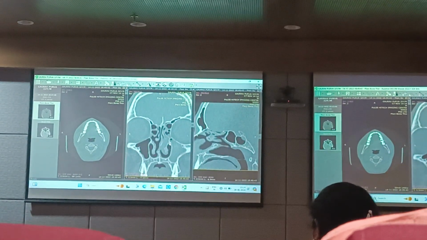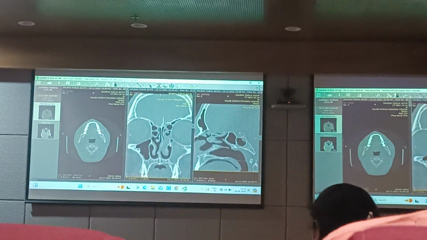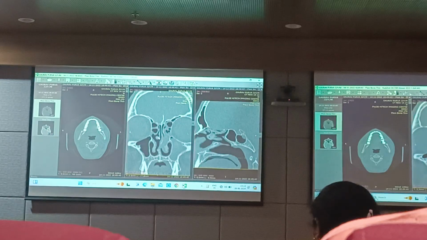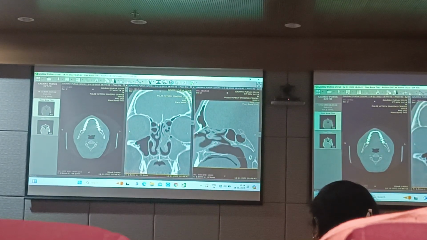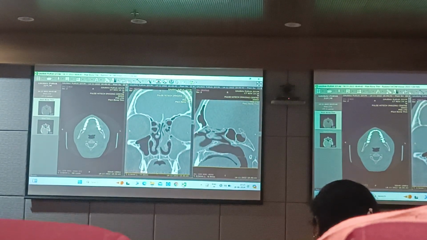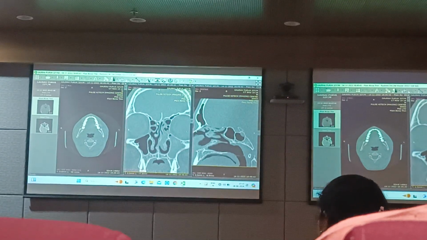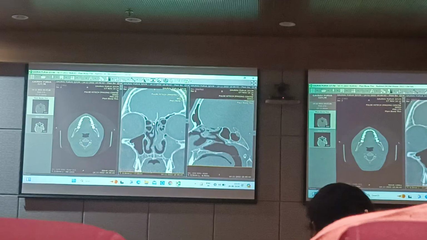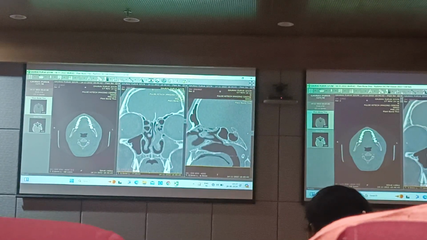This part of the maxilla is opacified, whereas this is open, free. This is your middle turbinate. Where is it going? Lamina. Middle lamella. Yeah, the medial and lateral lamella is going to the skull base. This middle turbinate is also going there to the skull base.